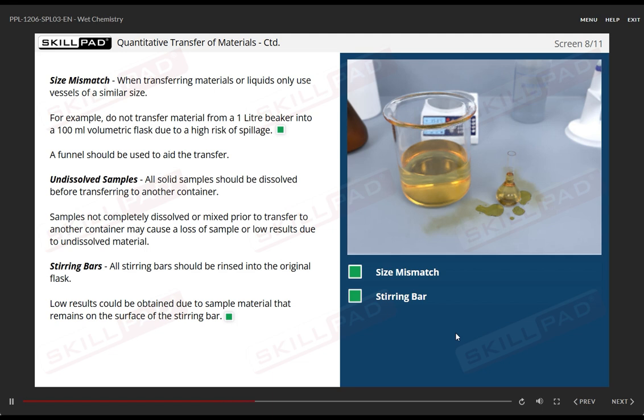Undissolved samples. All solid samples should be dissolved before transferring to another container. Samples not completely dissolved or mixed prior to transfer to another container may cause a loss of sample or low results due to undissolved material.